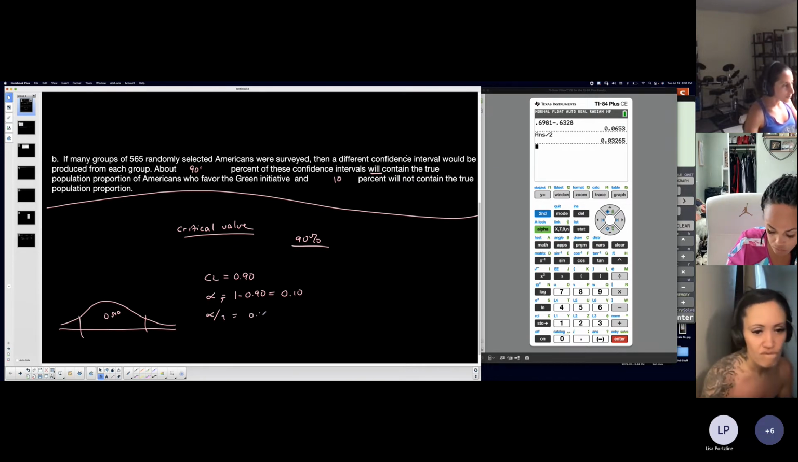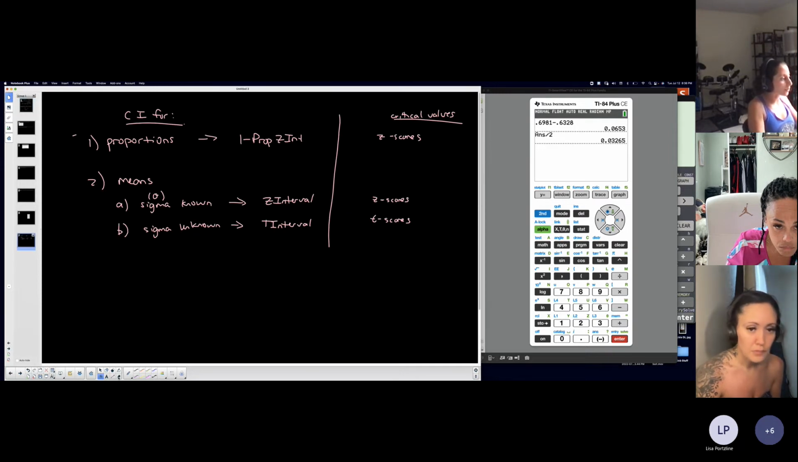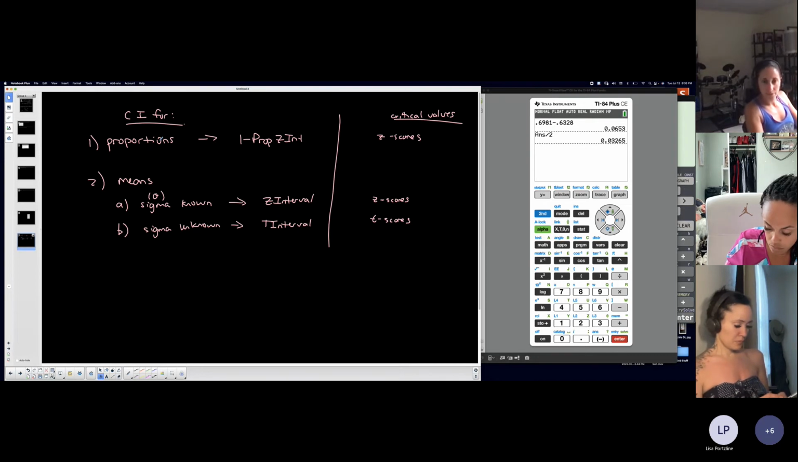So we always do alpha over 2 when we're doing confidence intervals, which in this case is 0.05. You want to determine if you're on an SND curve and dealing with z-scores, or you're on a t-distribution and dealing with t-scores. And the nice thing about proportions, and this is why I like to do proportions before means, but this book for some reason goes in the opposite direction, is that anytime you're dealing with proportions, it's always z-scores.